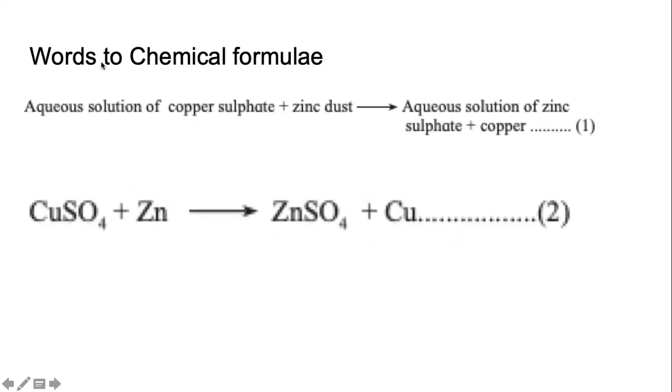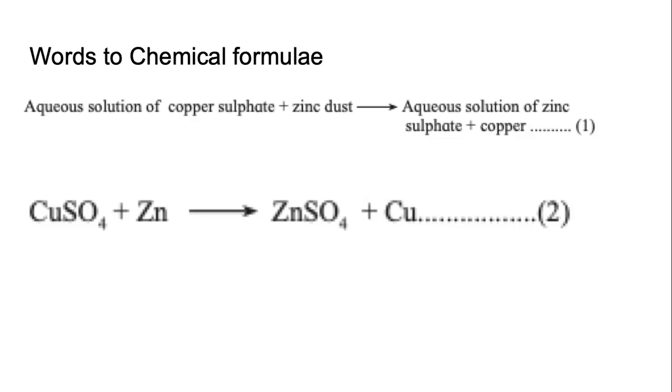Now in words, what we can say is copper sulfate solution. Copper sulfate solution means aqueous solution. Aqua is water. Zinc dust is zinc dust. We are adding zinc dust to the copper sulfate solution. That is why the plus sign. Then something is happening. We will understand by the end of this chapter.